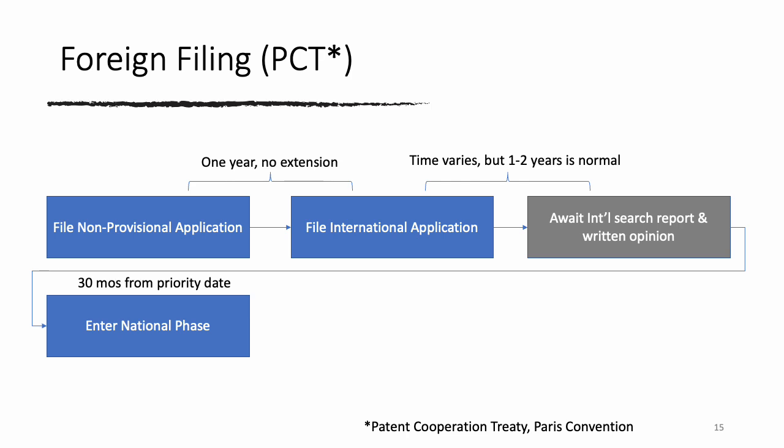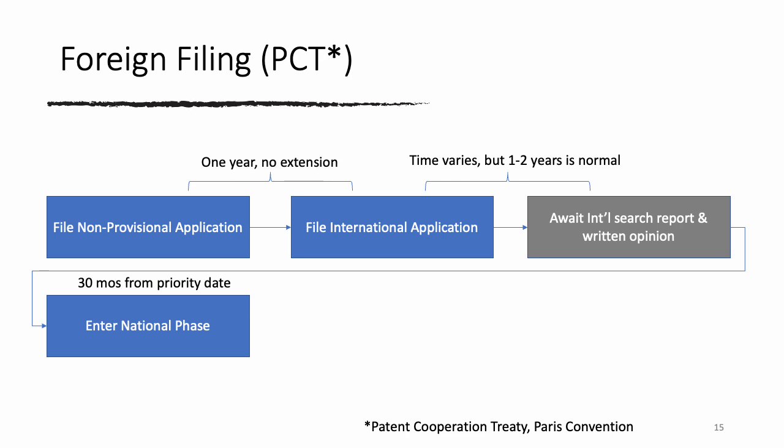All countries, which is not every country, but it's a lot of countries, and typically it's the ones that you're going to want to get protection in, are members of this PCT, the Patent Cooperation Treaty. And therefore, with one fee and one filing, you enter what's called the international phase, right? So here you can file your non-provisional application.